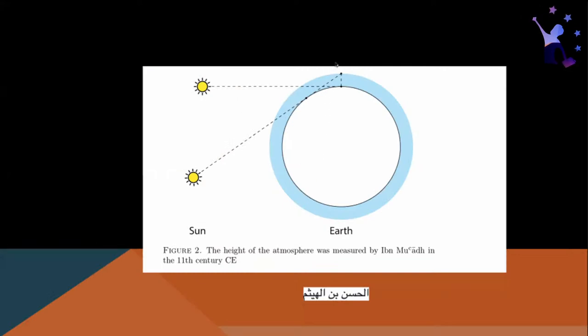They even measured the height of the atmosphere. Now, you might think that the height of the atmosphere must be very hard to measure, and they must have had some kind of a rocket or something going to space to measure it. But no, this was measured about 1,000 years ago. 1,000 years ago, it was measured. And they did it simply as follows.